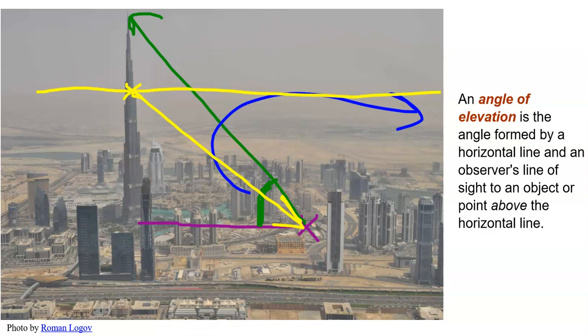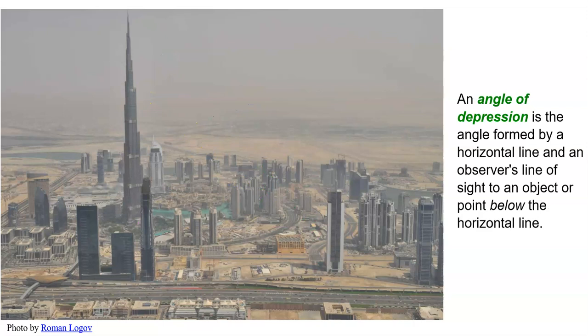So from the point of view of this observer, the angle that's made with the horizontal and their line of sight is actually below the line. And that is something that we call an angle of depression. An angle of depression is an angle formed by a horizontal line and an observer's line of sight to an object or a point below the horizontal line.